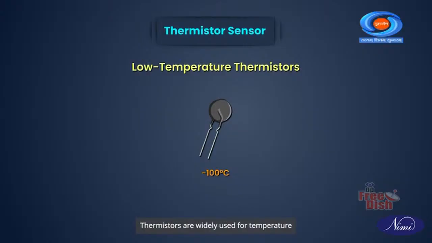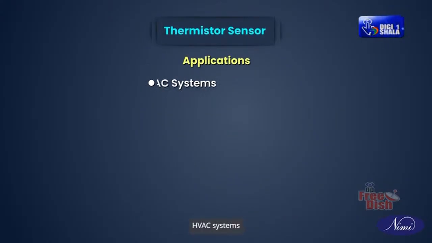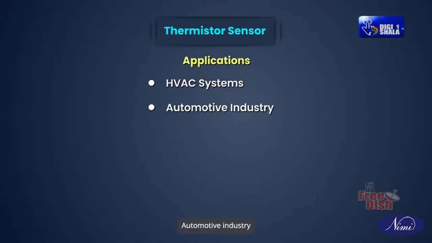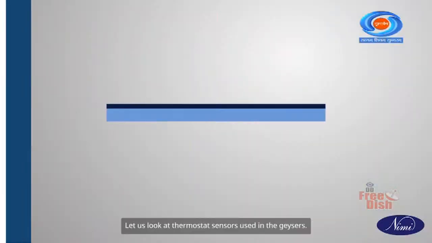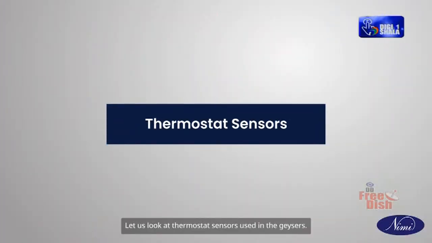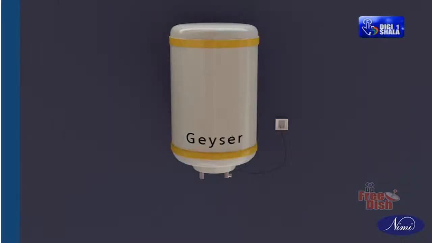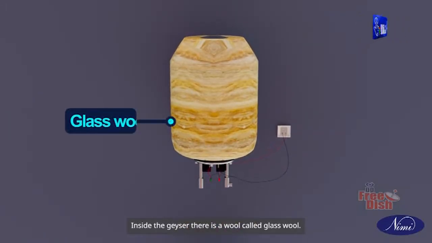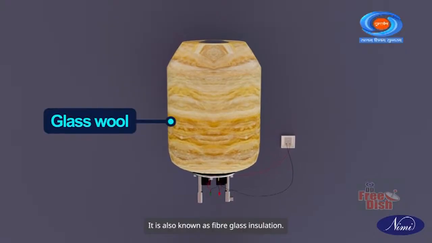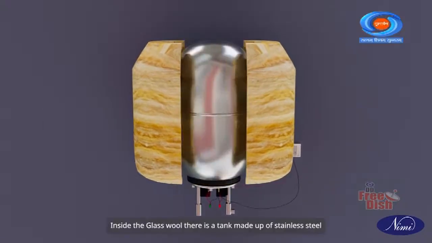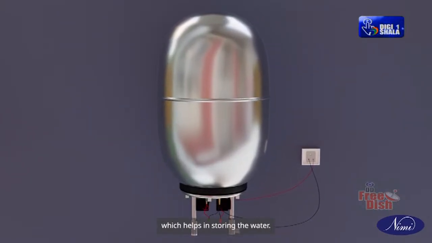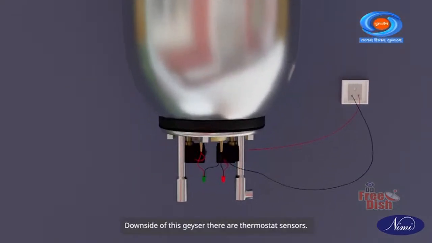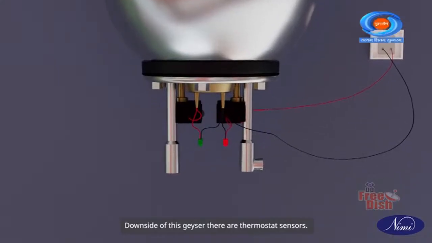Thermistors are widely used for temperature measurement and control in various applications including HVAC systems, automotive industry, medical devices, and consumer electronics. Let us look at thermostat sensors used in the geysers. Inside the geyser, there is a wool called glass wool. It is also known as fiberglass insulation. Inside the glass wool, there is a tank made up of stainless steel which helps in storing the water. Downside of this geyser, there are thermostat sensors.